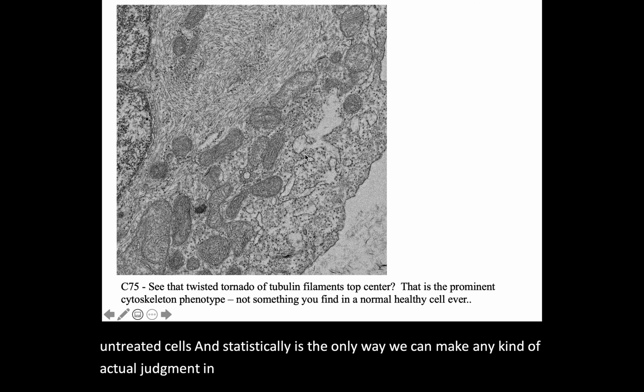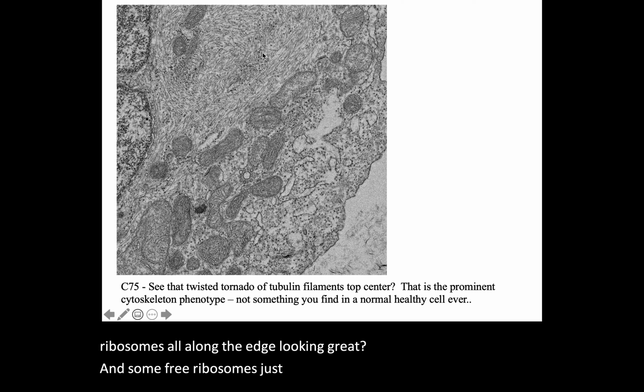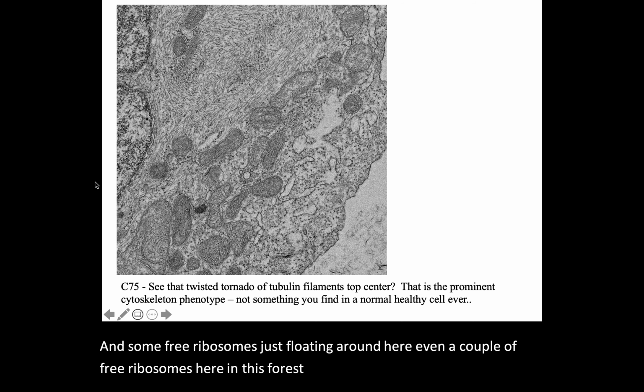Do you see the rough ER here with little ribosomes all along the edge? Looking great. And some free ribosomes just floating around here. Even a couple of free ribosomes here in this forest of cytoskeleton. Very strange. You've got the edge of the nucleus right up here.